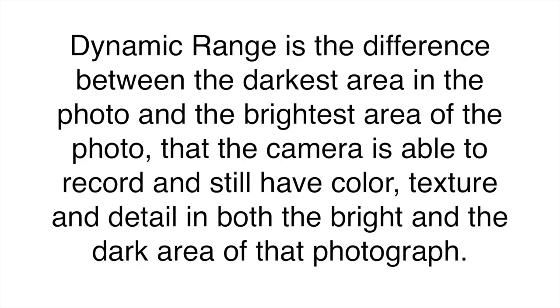And I'm going to say this again because that's a bit of a mouthful, and then I'm actually going to explain it so that you can understand it a little bit better. Dynamic range is the difference between the darkest area in the photo and the brightest area of the photo that your camera is able to record and still have color, texture, and detail in both the bright and dark area of that photograph. The key part of that definition is the bit about maintaining color, texture, and detail.